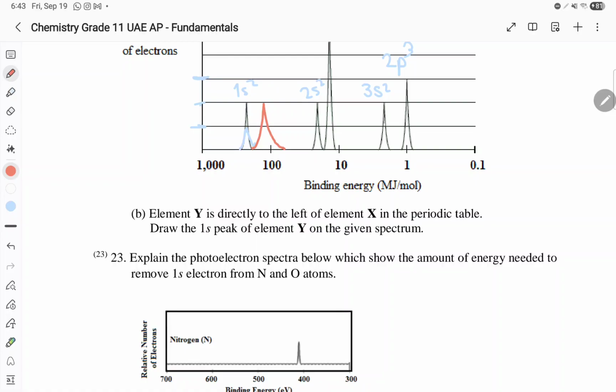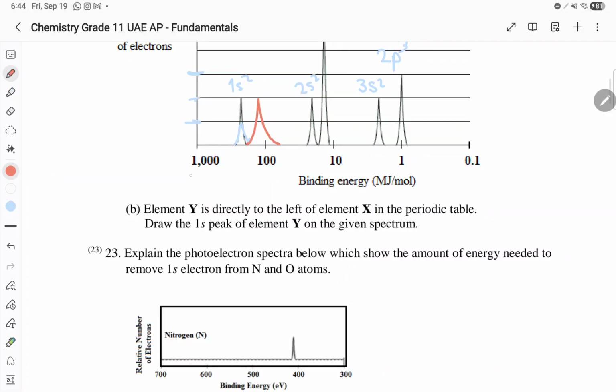You're gonna say, why is it to the right? Because element Y has a smaller atomic number, since it's to the left of element X. So it has a smaller number of protons, so it has a smaller nuclear charge, so it's gonna have a smaller binding energy. What's the binding energy? It's the energy that pulls the 1s electrons to the nucleus. So if you have a smaller binding energy, it's gonna go to the right, because as you can tell, this is 1000, this is 100. It's gonna decrease in binding energy since it's to the left of the element.